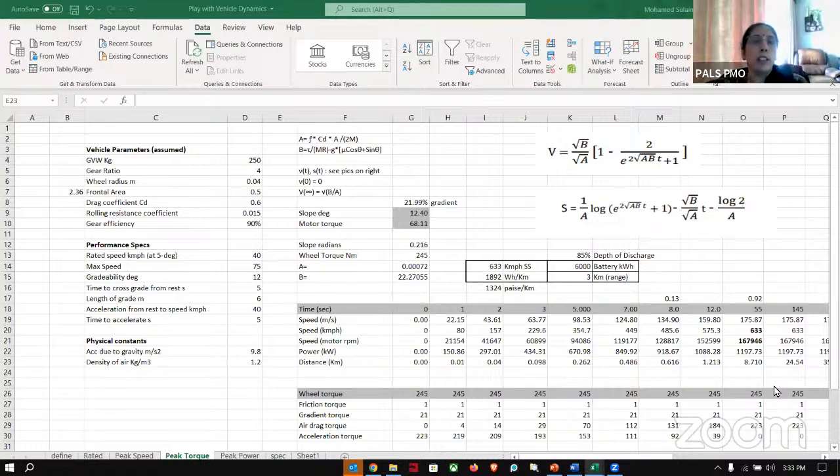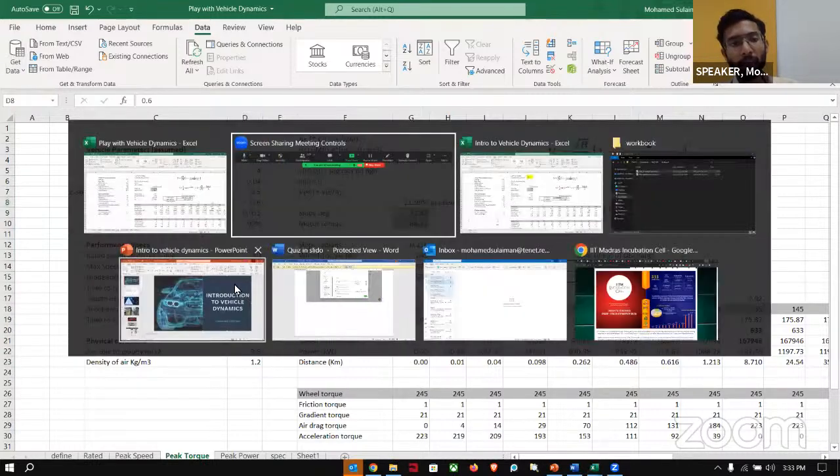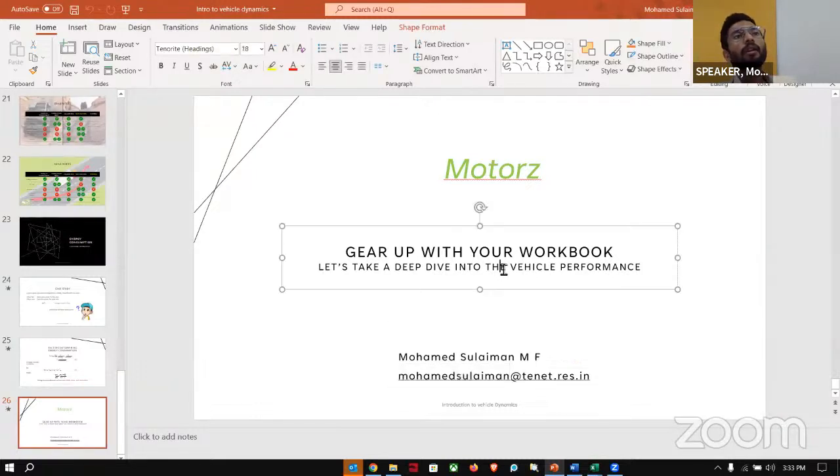So, Sulaiman, go ahead. You guys work on these vehicle parameters that I have given you now. If you have any doubts, you can send a mail to me and I will try to clear it. This is my mail ID. You can send your queries to this mail. I'll check it and get back.